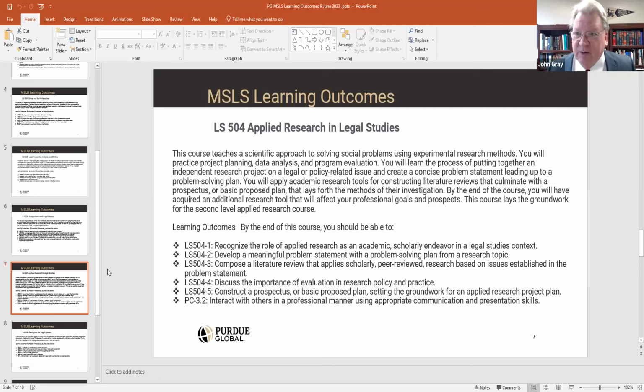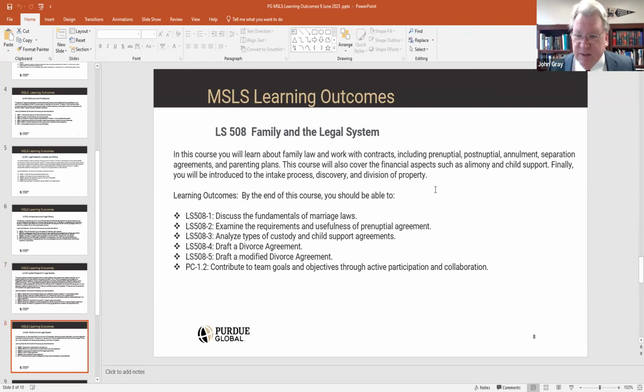So you will interact with your instructor in the course and also with other students in the course as you evaluate the prospectus information that each of you is setting forth. So if there are weaknesses in the thesis, if there are weaknesses in the methodology, these things will be pointed out to then allow you to strengthen them and to have things in good shape in LS 504 when you go on to take the second level of this course later.